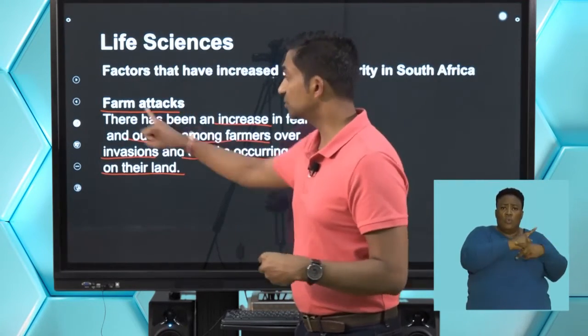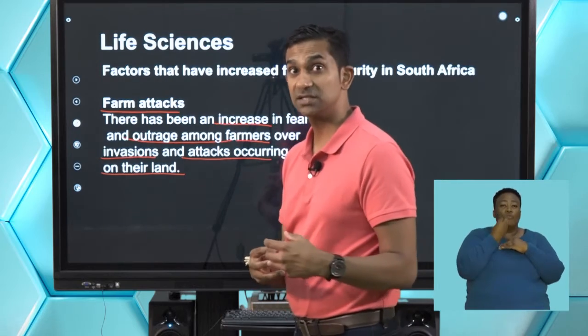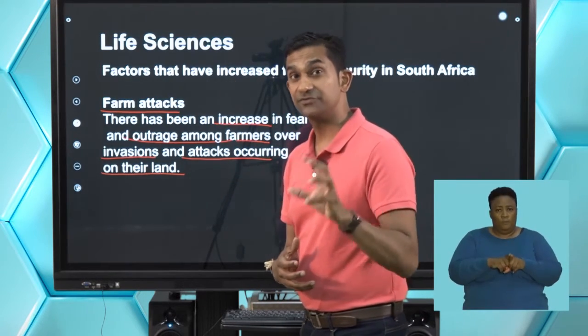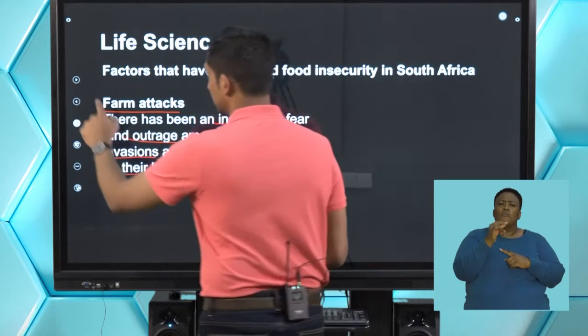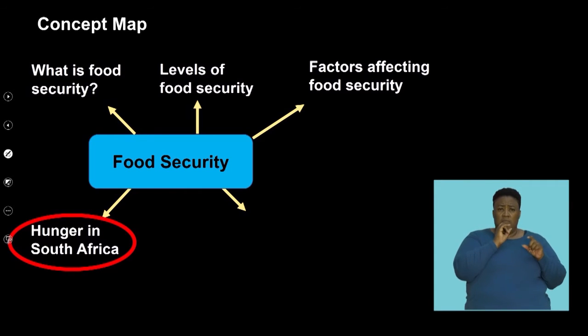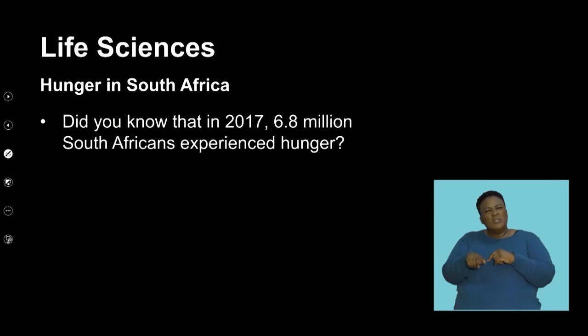So if we don't have farmers, it means that we don't have food, and that again affects the security of food in a country. So it's something that we need to consider in the South African context in terms of food availability to people in our country. So if we now look at hunger in South Africa, what does it mean for a South African to access food? And that's essentially what we need to know.